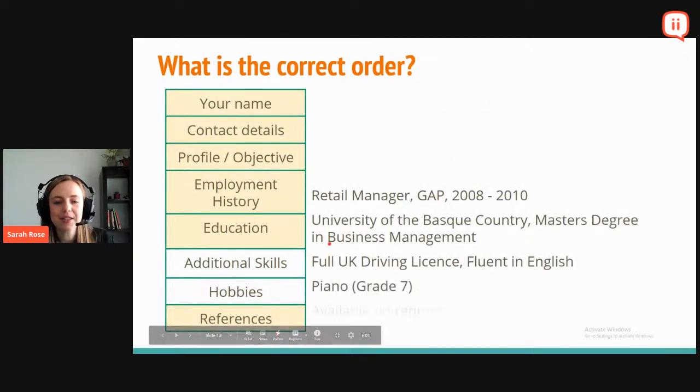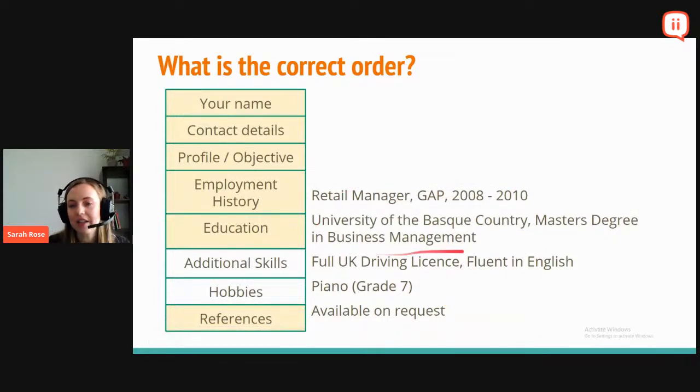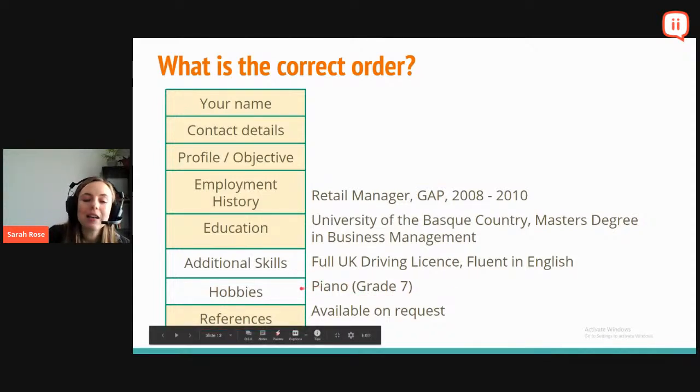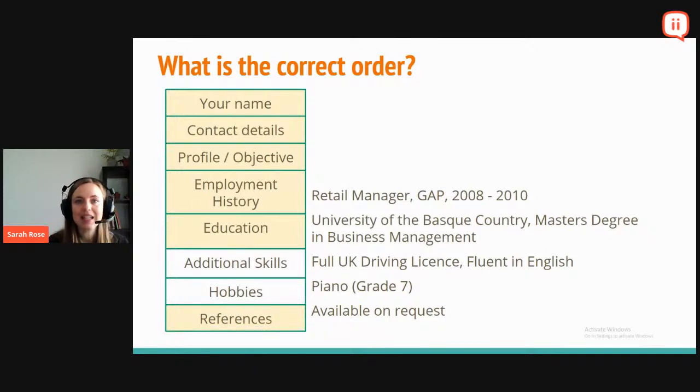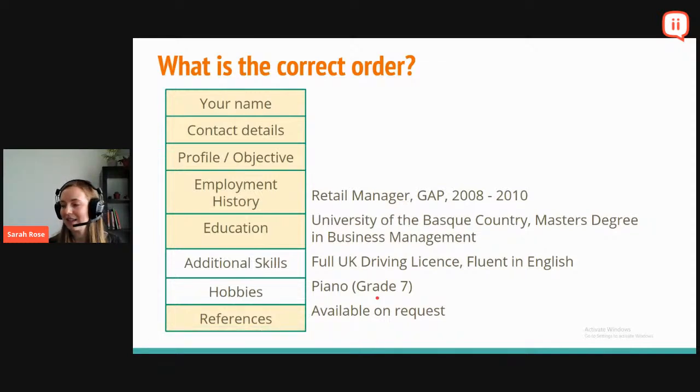So let's have a look at those. Great. So we have employment history, you put your job title and the dates, education, the name of the university and the degree. Additional skills, maybe you put your language skills, your driving license, hobbies. I put in piano grade 7 because we have a qualification here. It's a hobby. Maybe it isn't relevant for the job, but it does show that you are committed, you are hardworking, and that you passed an exam. So it's nice to put in the grade here, and then available on request for references.